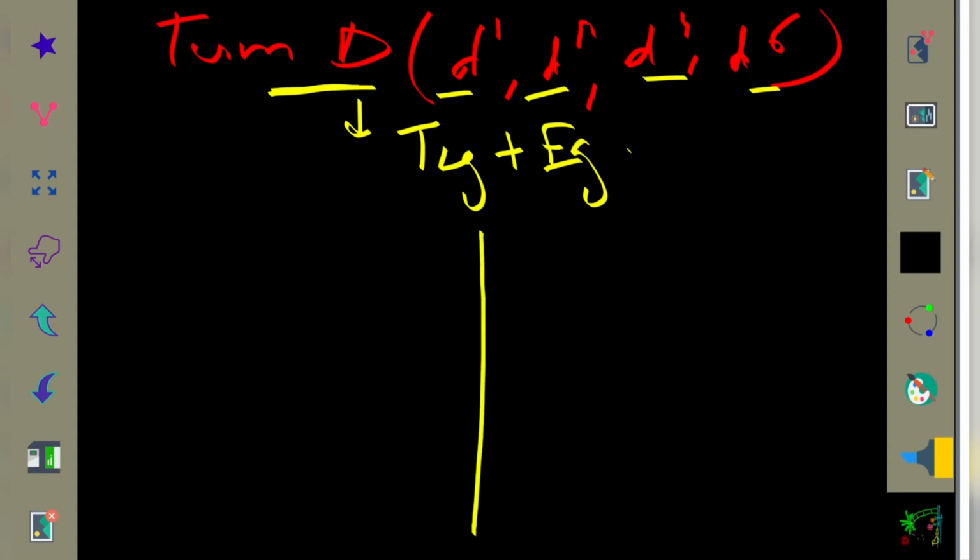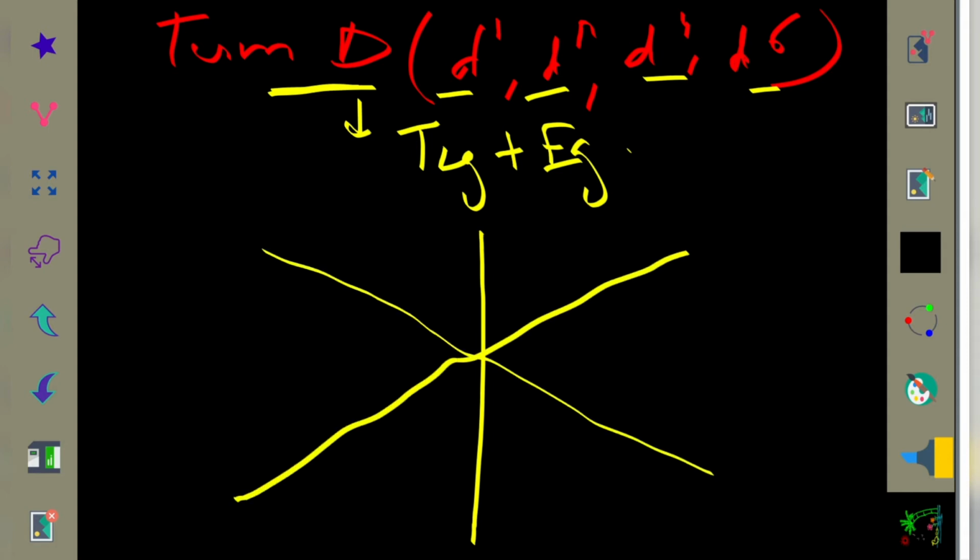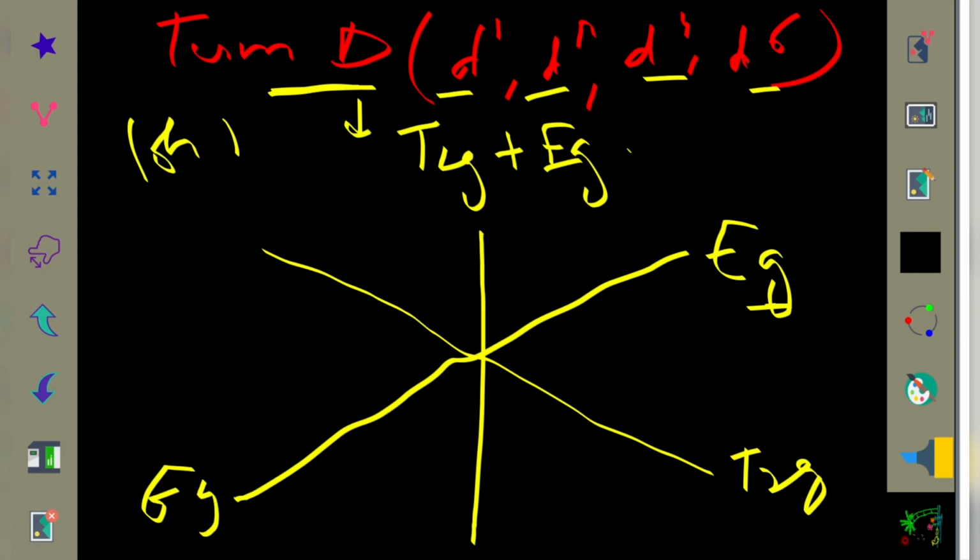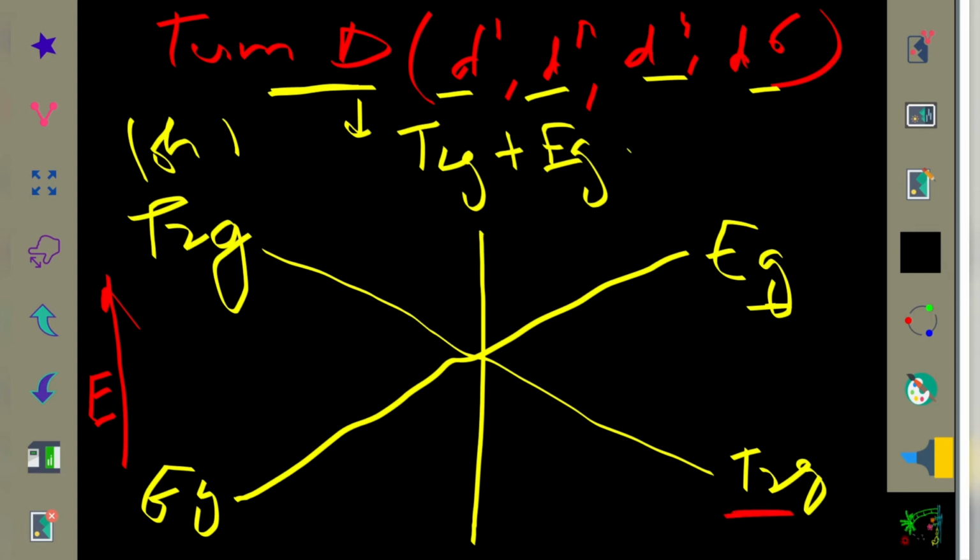First we have to make a vertical line, then make two crossing lines like this. On the right hand side write T2g, Eg. This is for octahedral because we are writing the center of symmetry also. Then on the left it is Eg and T2g, and energy is increasing in this order. That means the ground state term symbol on the right hand side is T2g and on the left hand side it is Eg. Now let's find out for d1, d9, d4 and d6.